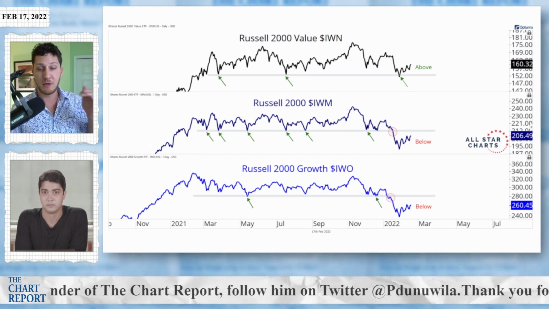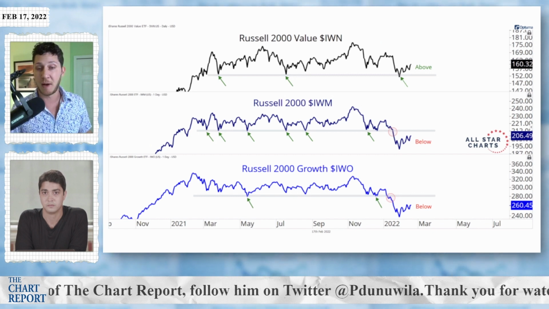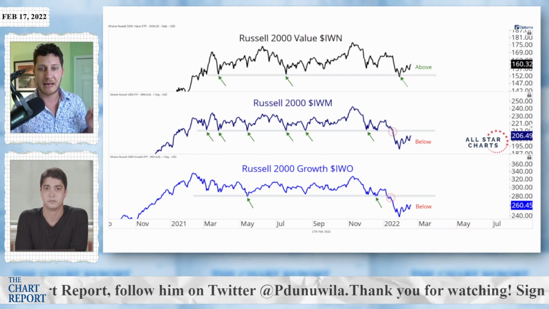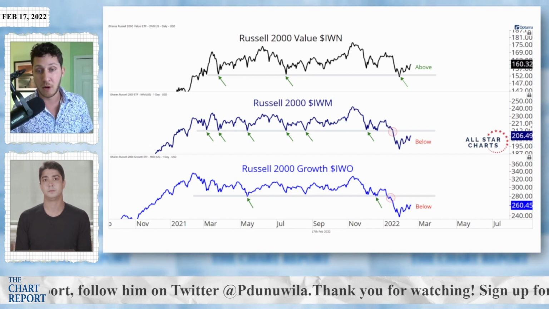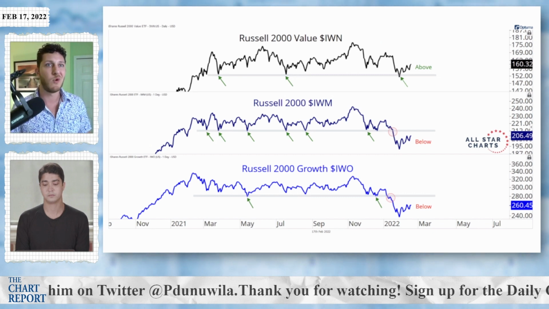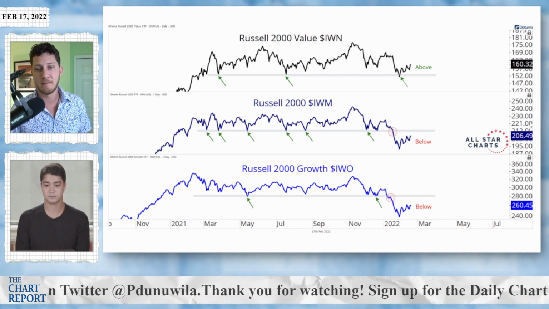The leaders have been value. That's on the top pane. They're still above those pivot lows from last year. So I think you don't want to see that chart also resolve lower, like growth and like the Russell 2000 in the lower panes. So I'm watching that 152-ish level in IWN.